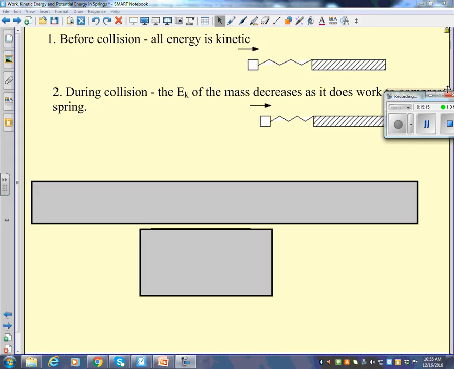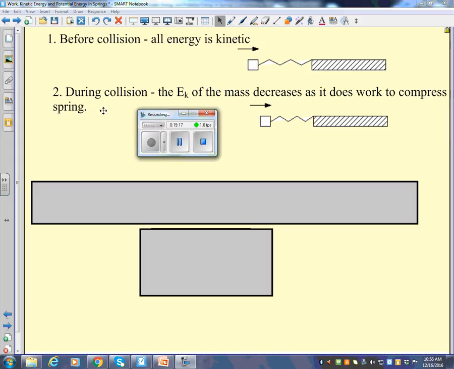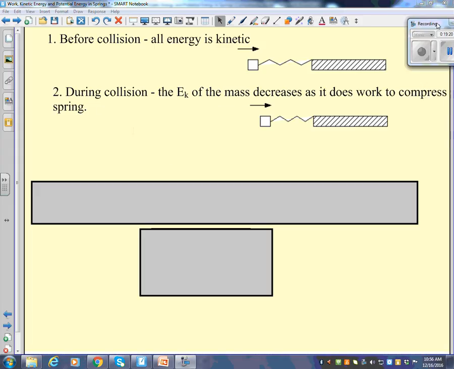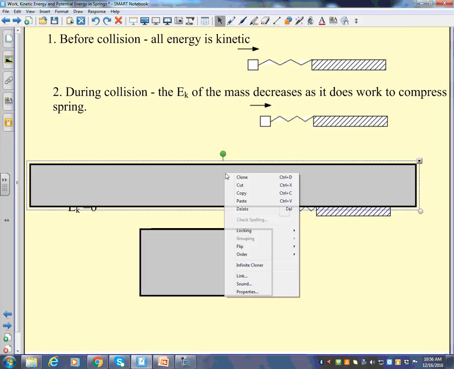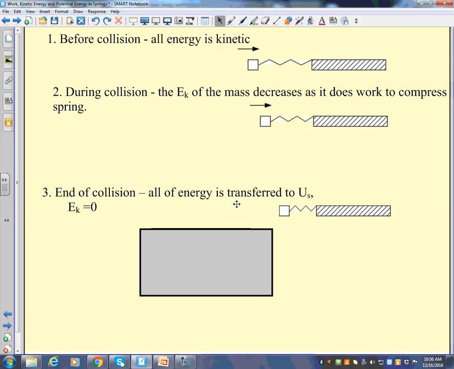Before collision, all the energy is kinetic. During the collision, the kinetic energy of the mass decreases as it does work. So what's happening here? What happens when it's all done? When the spring is all compressed, all of the energy is transferred to the spring, and the kinetic energy is 0. So that is similar to the object doing what?